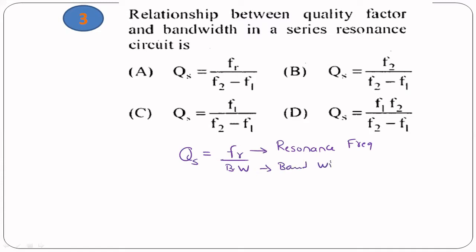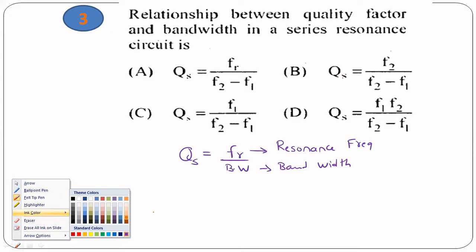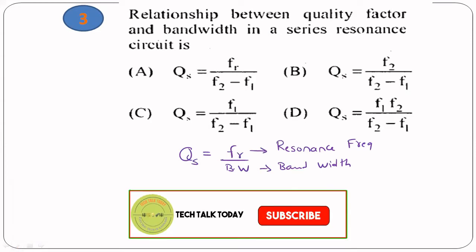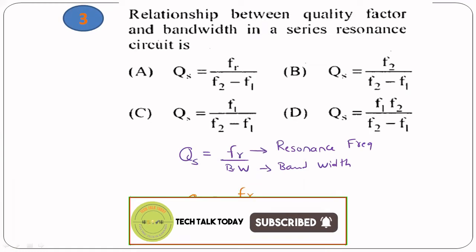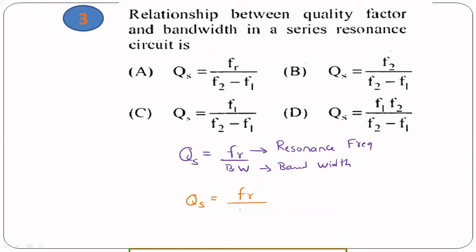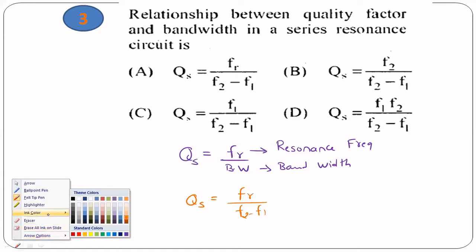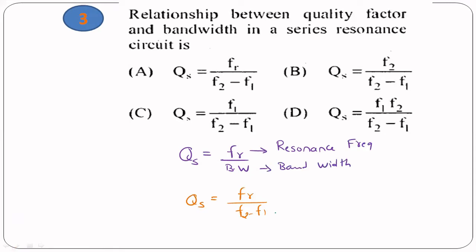bandwidth. Friends, as you know, the bandwidth is given by the difference between two frequencies, higher frequency minus lower frequency. So I can write this formula as FR divided by F2 minus F1. Okay. So if we compare this with the available options, then the answer for this question is option E. That is QS is equal to FR divided by F2 minus F1. Okay, next we shall look into the next question.